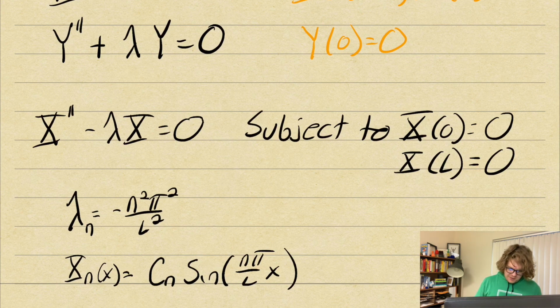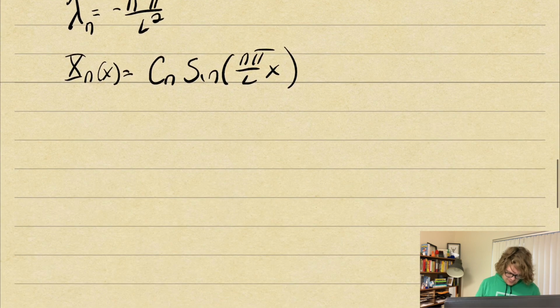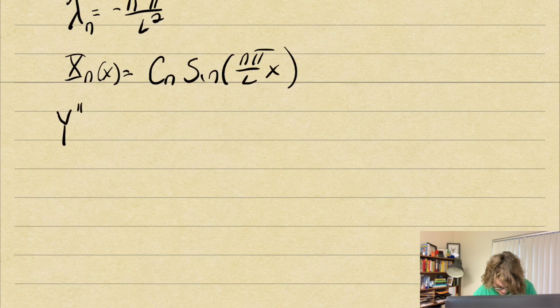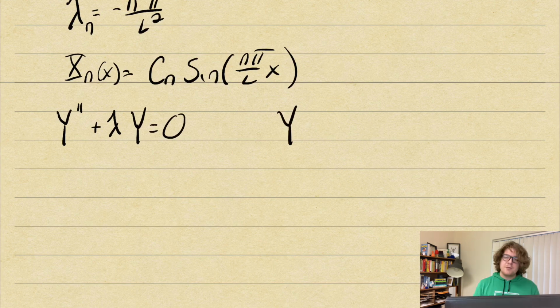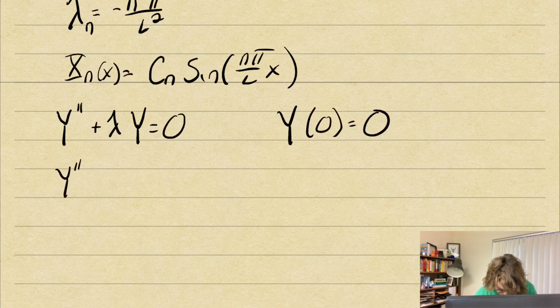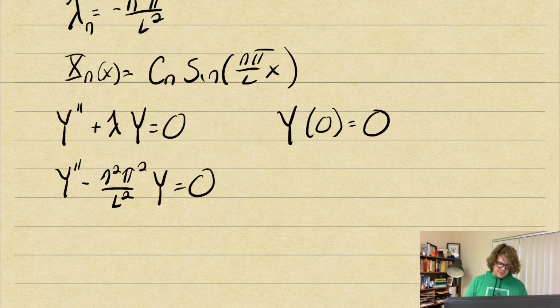So let's take that value of lambda and plug it back into our y differential equation and see what we end up with in y. Our y differential equation, remember, was Y double prime plus lambda Y equals 0. The only boundary condition we had on y so far was Y of 0 equals 0. So what was lambda? Lambda we said was negative n squared pi squared over L squared. So we can substitute that back in.